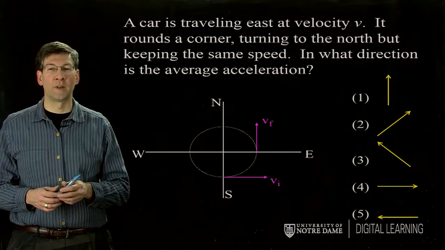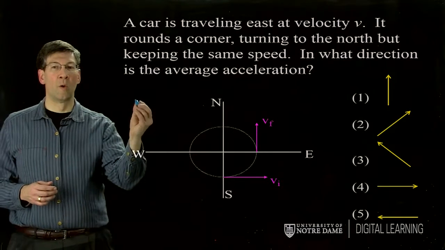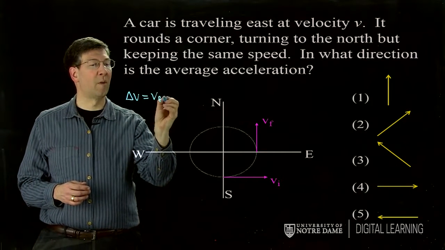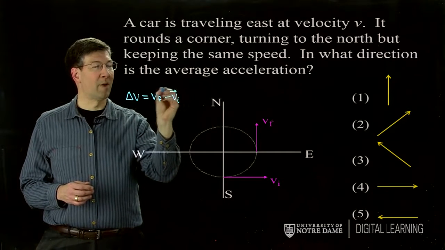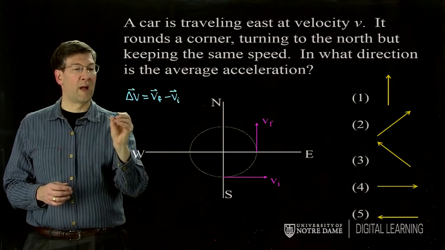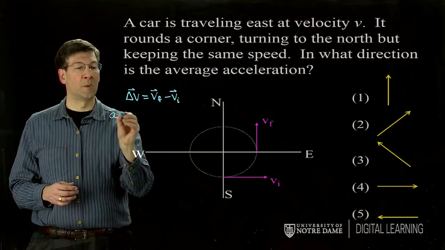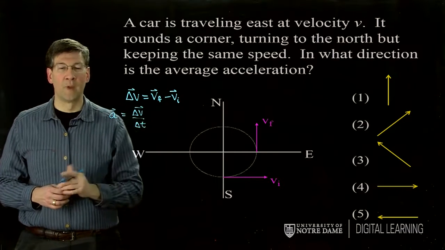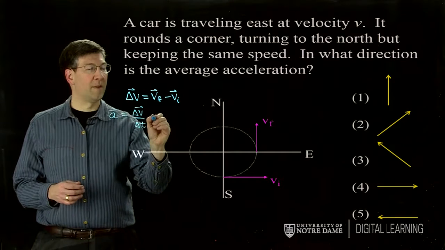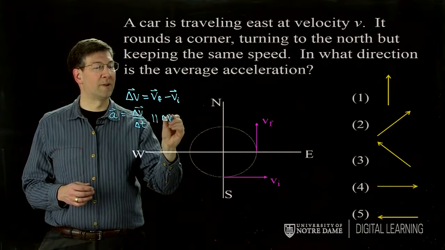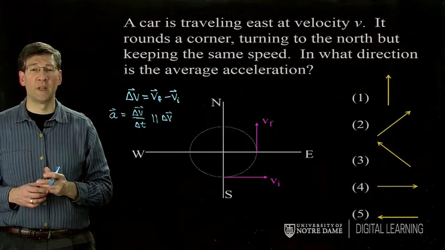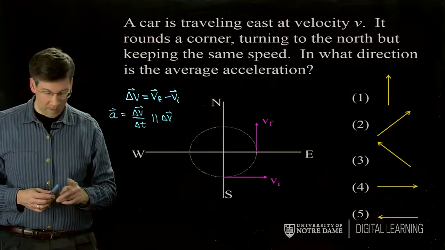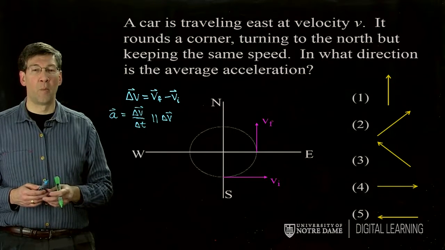So now let's examine what we actually get when we look at these vectors. So we know that the change in velocity is equal to v final minus v initial. And here we're talking about vectors the whole time. And we know that the average acceleration is equal to the change in velocity over the time interval in which this happens. And so we know that this must be parallel to the change in velocity. So if we can draw the change in velocity on this picture, we can figure out what direction the acceleration should be. And so what we're really interested in trying to do is to draw v final minus v initial.